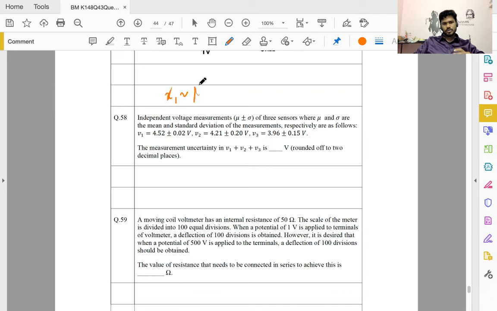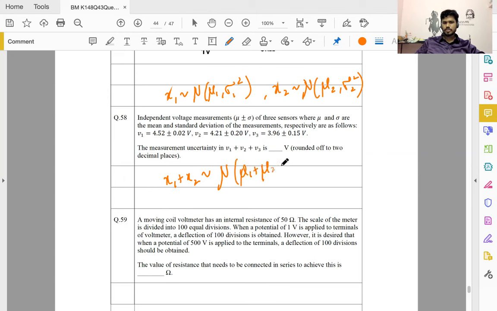X1 follows normal with mu1, sigma 1 square. I'm writing it in variance. X2 follows normal mu2, sigma 2 square. So the question is, what does X1 plus X2 follow? Again it is a normal distribution. Mean will be mu1 plus mu2, and the variances add up.